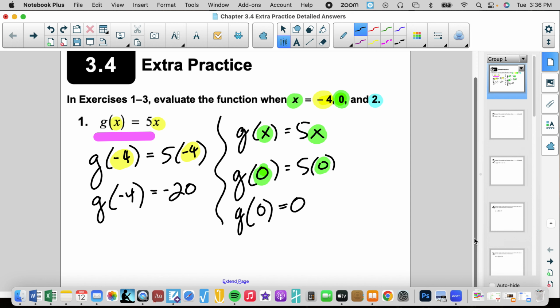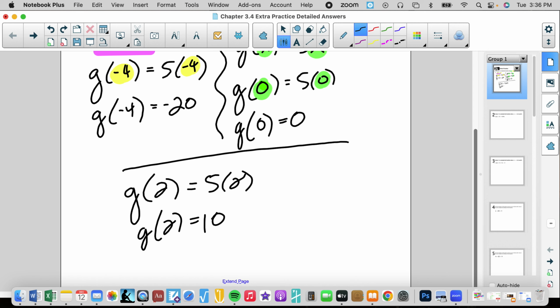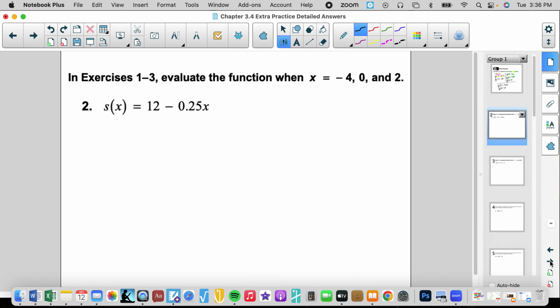And then we do that for the last input, which is g of 2, I think it was. g of 2 equals 5 times 2. So g of 2 equals 10. Good? All right. That should be pretty simple.